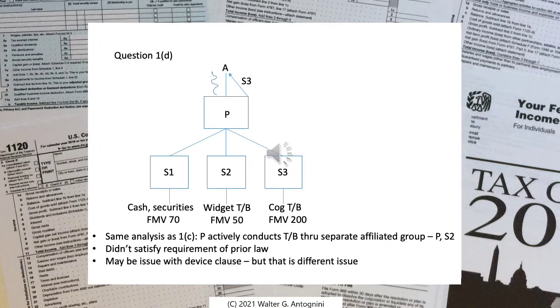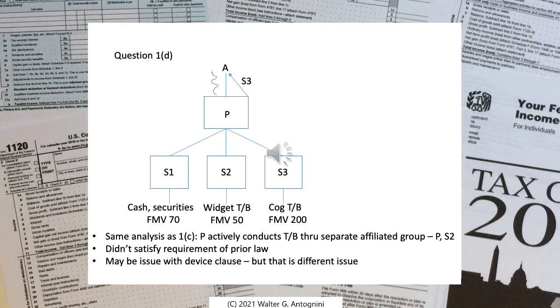Question 1D, illustrated on the slide. Suppose instead that P owns 100% of three subsidiaries, S1, S2, and S3. S1 owns cash, marketable stocks, and bonds with a fair market value of 70. S2 owns the widget business with a fair market value of 50. S3 owns the cog business with a fair market value of 200. P has no other assets. P distributes the stock of S3. Would this change your answer?